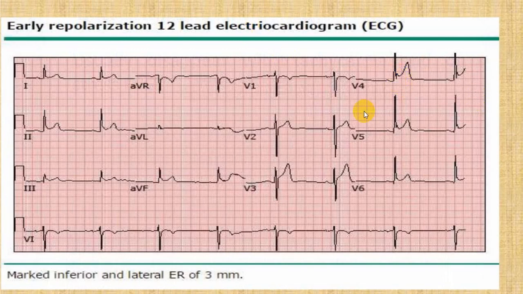So changes you will see in V4, V5, V6 quite commonly. You will have a hook, that is Fish-Hook pattern, ST segment elevation. ST segment elevation will be less than 2 millimeter. Tall T wave, it will be seen in lateral leads plus inferior leads, that is lead 2, lead 3, aVF. Do keep it in mind.